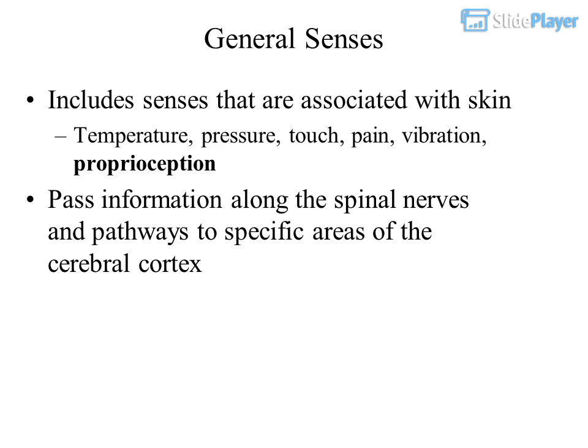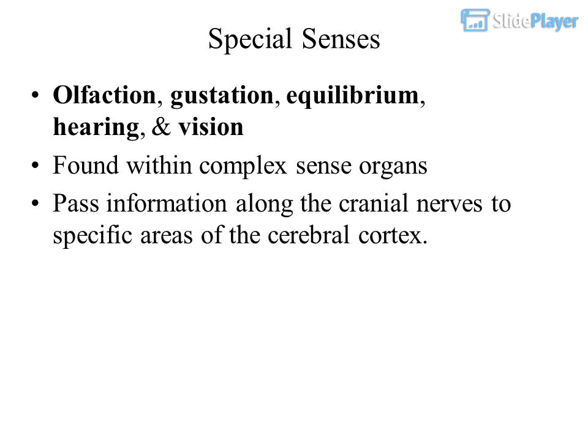Temperature, pressure, touch, pain, vibration, proprioception. They pass information along the spinal nerves and pathways to specific areas of the cerebral cortex. Special senses: olfaction, gustation, equilibrium, hearing, and vision. Found within complex sense organs, they pass information along the cranial nerves to specific areas of the cerebral cortex.